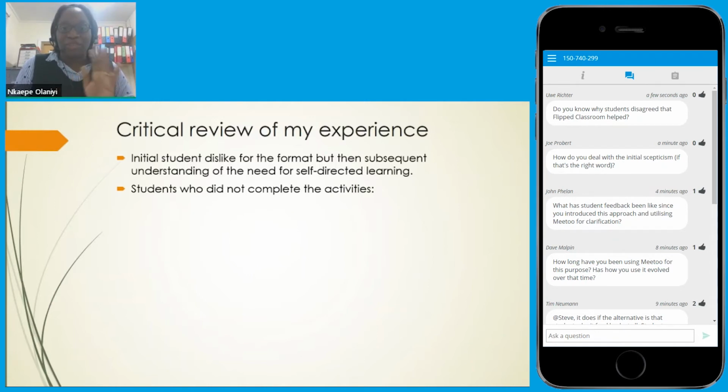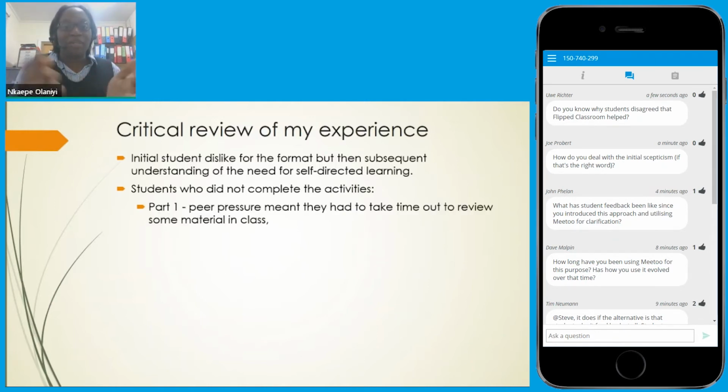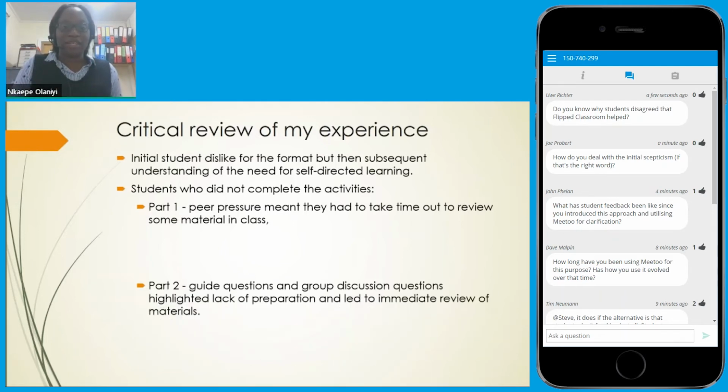Students who didn't complete the activity: so part one, peer pressure just played a big part. You could see it when they all came back from the Easter holidays. Some people had handwritten notes, others didn't. But by the time they came for the next lesson, the ones that didn't have handwritten notes suddenly had handwritten notes, and they were all involved in conversation. So peer pressure, being able to have that peer interaction, not just me telling them off for not doing the work, they just had to get into it.